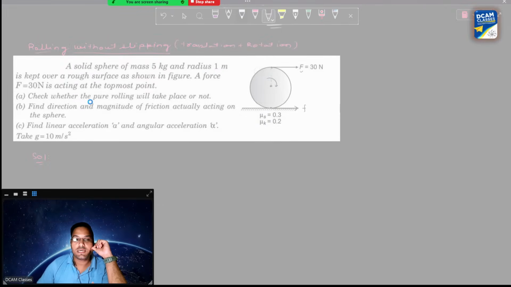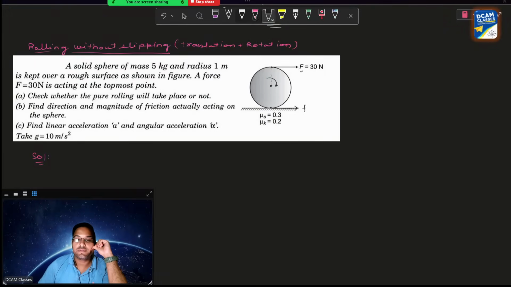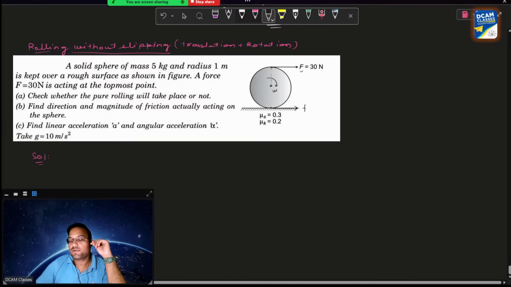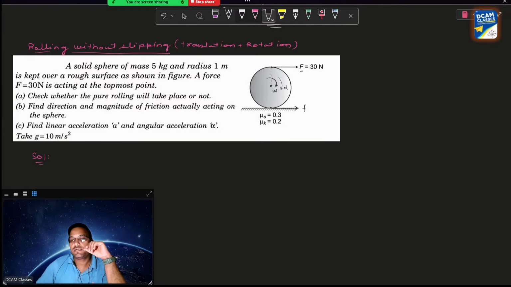For the first answer, check whether pure rolling will take place or not. It will, because it's rotating with angular velocity omega. It's having angular acceleration alpha also. Because of this friction force and this capital F, over a period of time, it will gain some velocity also.